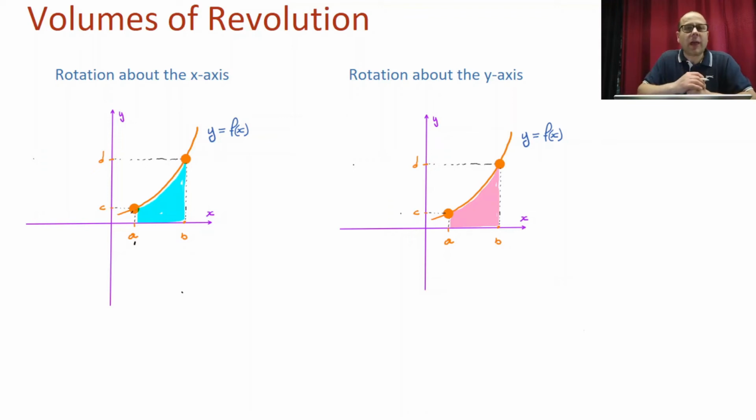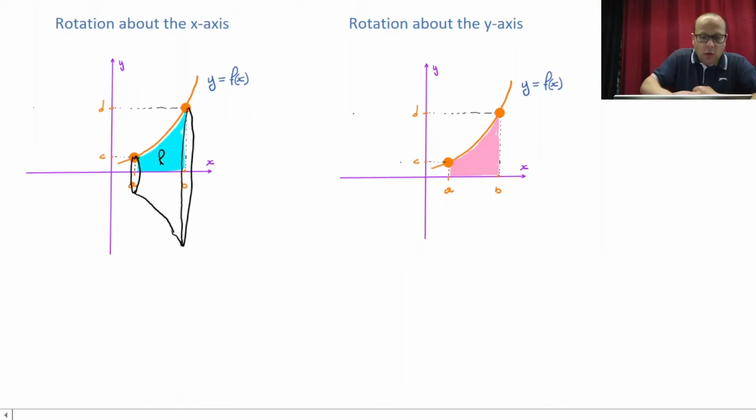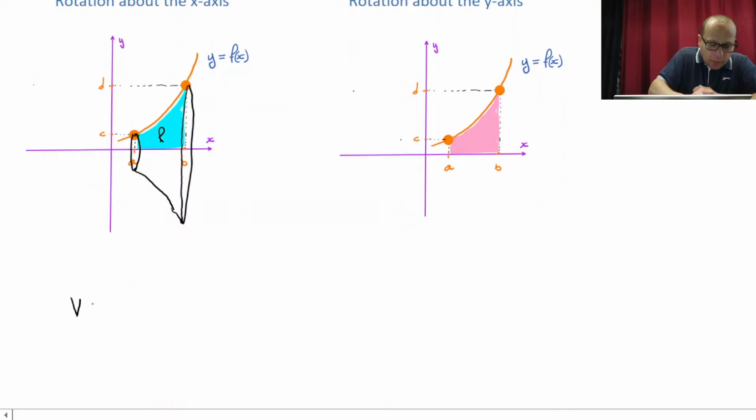Hello, today I will show you how to find the volume of solids using integration. Let's suppose I have a function f of x and I'm trying to rotate it around the x-axis. Rotating the area R, we obtain the following solid, and the volume for that solid will be given by the formula V equals integral from a to b of pi y squared dx.